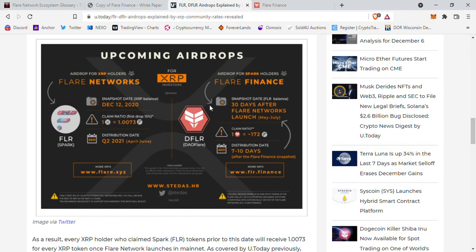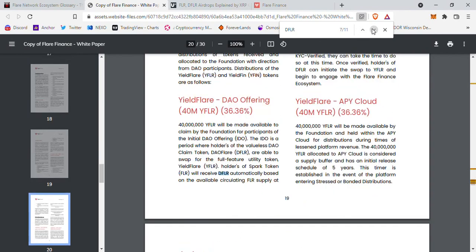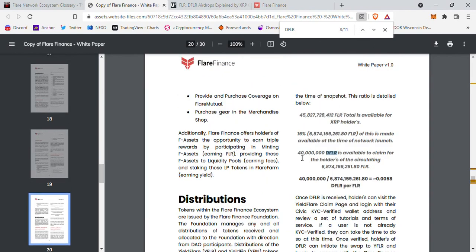Now, secondly, the airdrop. This is where the rest of the DFlare you're going to earn comes from. And this is the ratio. For every 172 Flare that you have when the snapshot takes place, you will get 1 DFlare. And a total of 40 million DFlare is available to claim for the holders of Flare.